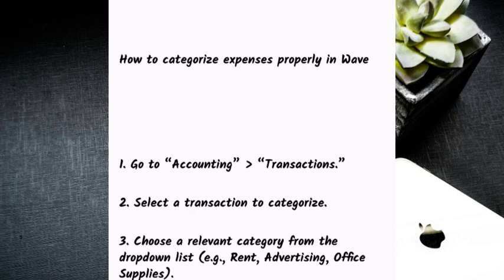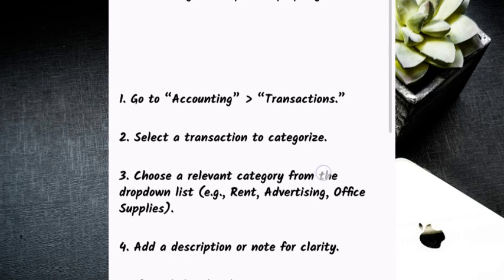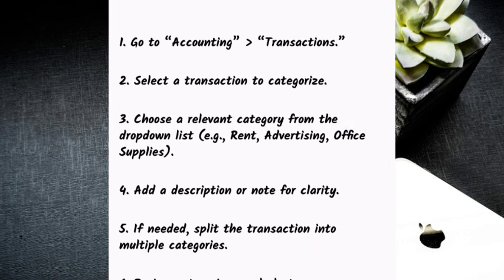Once you're logged in, you want to go to accounting, and under accounting you find transactions and click on that. Then you're going to select a transaction to categorize. Just choose a relevant category from the drop down list. You could have categories like rent, advertising, office supplies, transportation, whatever. Just go ahead and choose a category, and then add a description or a note for clarity's sake.